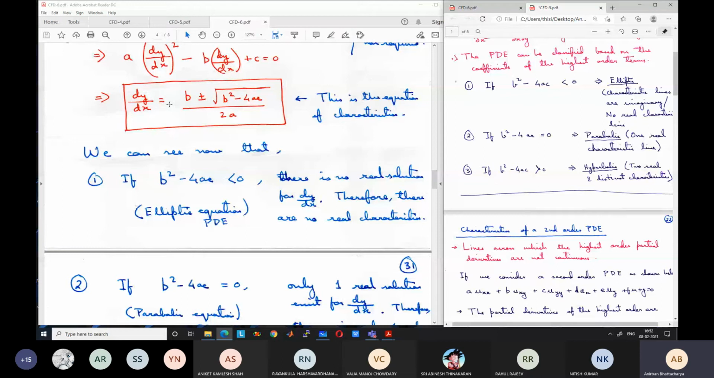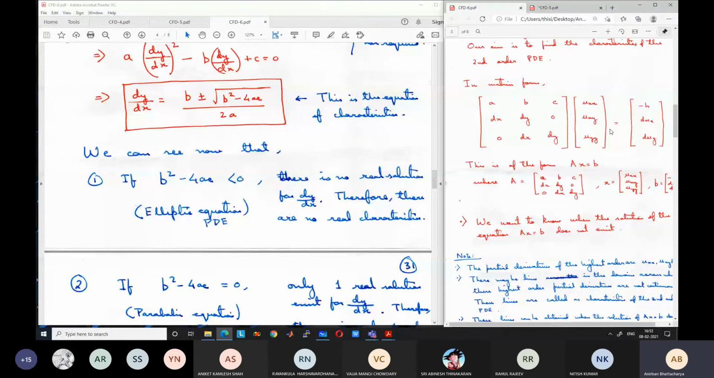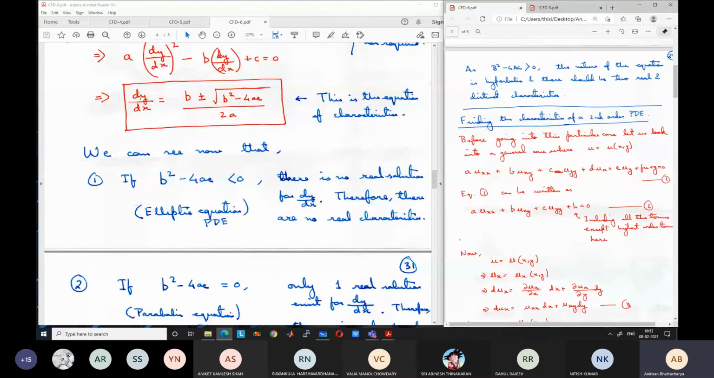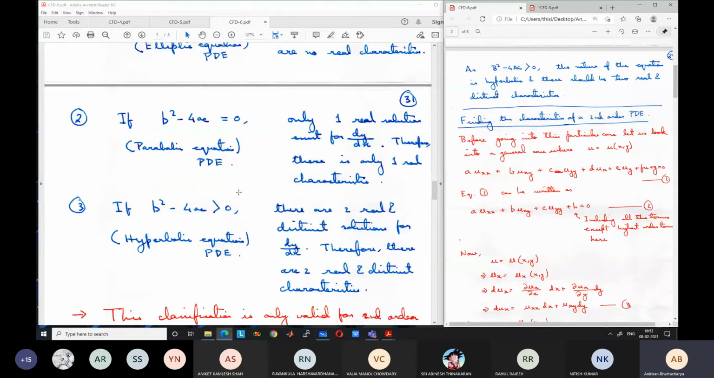This is not the solution of the governing equation. The governing equation is an entirely different thing. It is not directly related to the governing equation. It is the solution for the line on which the second order derivatives are not continuous. There is a distinction between this and the solution of the equation. Sometimes people think this is the solution of the equation. This is nowhere the solution of the equation. This is only for finding where the second order derivatives are not continuous.